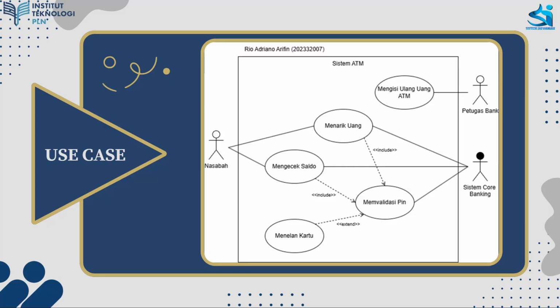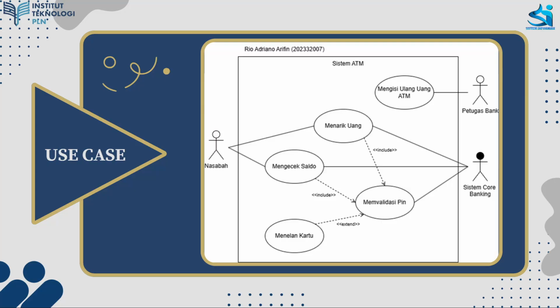Next, let's discuss the most complex requirement from the study case. What happens if the PIN is wrong 3 times? We handle this using the extend relationship. Look at the arrow from swallow card pointing to validate PIN. The extend relationship is used for optional functionality. It adds new behavior to a base use case, but only if a specific condition is met. The base use case, validate PIN, can run perfectly fine on its own. However, if the extension condition is met, which is PIN wrong 3 times, then the swallow card use case is triggered.